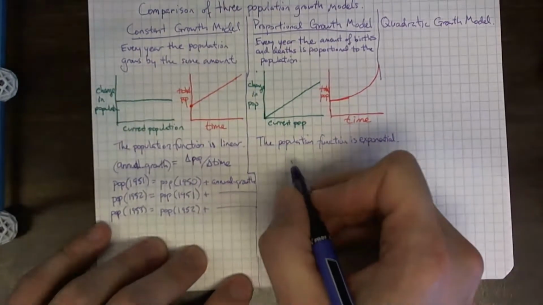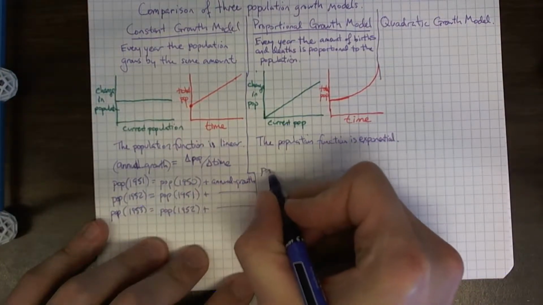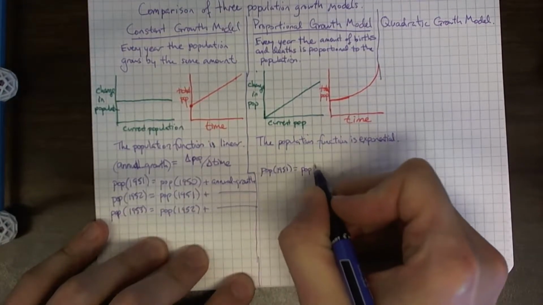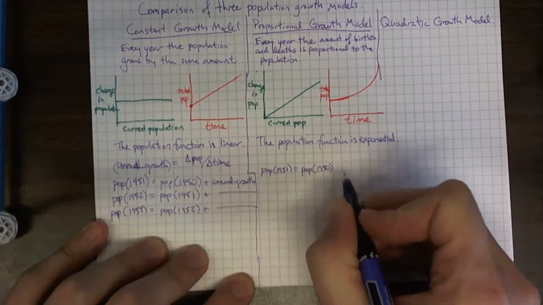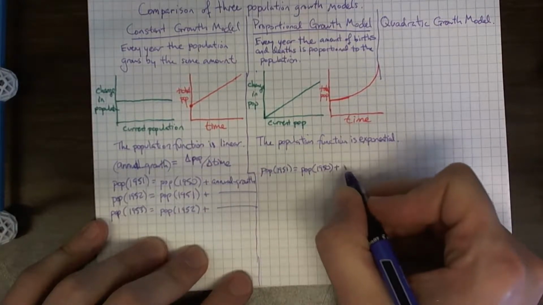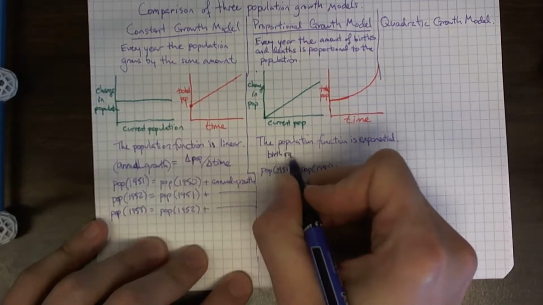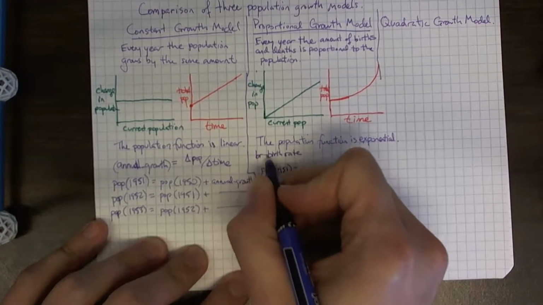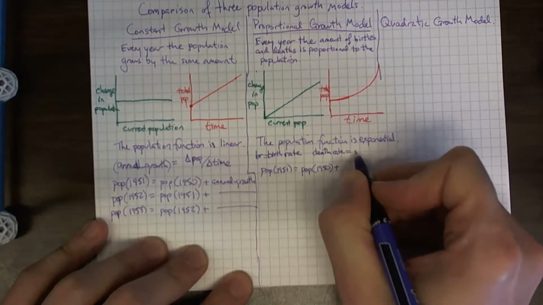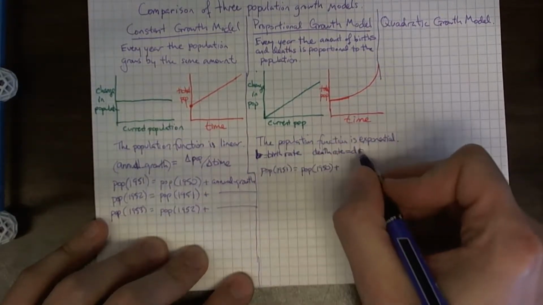All right, and in this case, well, let's look at what that looks like. So the population at time 1951 is going to be equal to the population in 1950. But now the number of people, we have some birth rate. Why not call that BR? And we have a death rate. We'll call that DR, maybe just B and D.